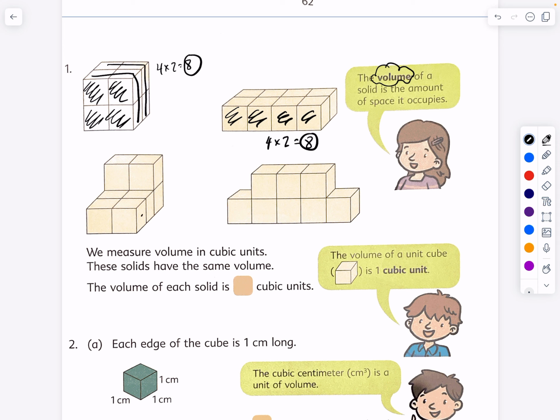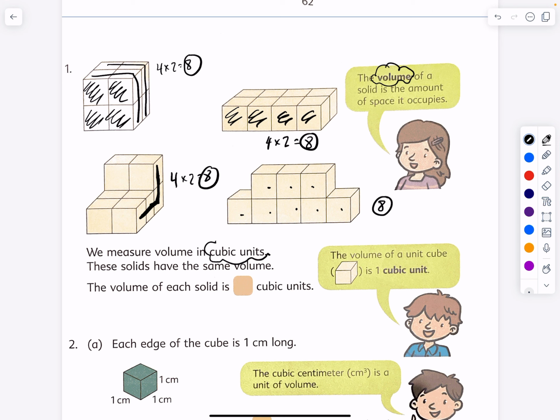And here we have 1, 2, 3, and this 4, right? So it's like this L shape, right? So we have 4, but we have 2 layers, right? Times 2, also 8. How interesting. And here we have kind of like a T shape, right? Like letter T upside down. 1, 2, 3, 4, 5. 1, 2, 3. And that's also 8 cubic units.